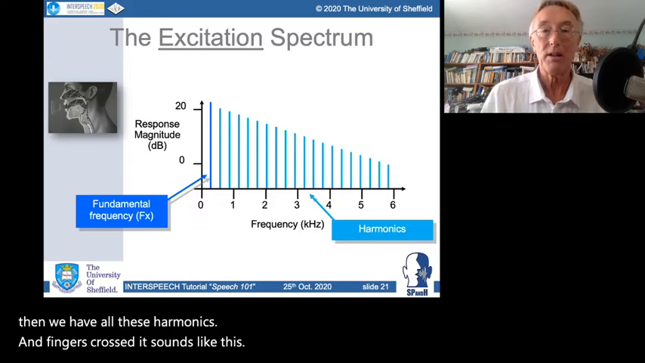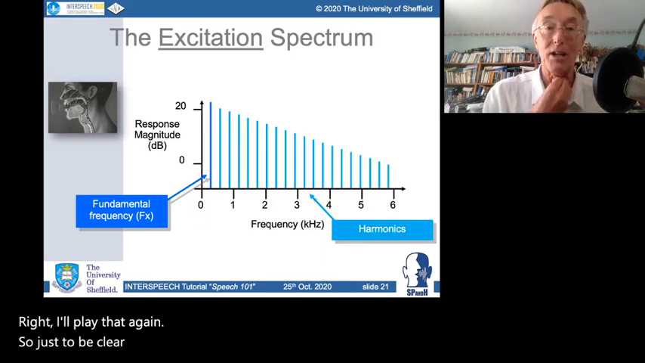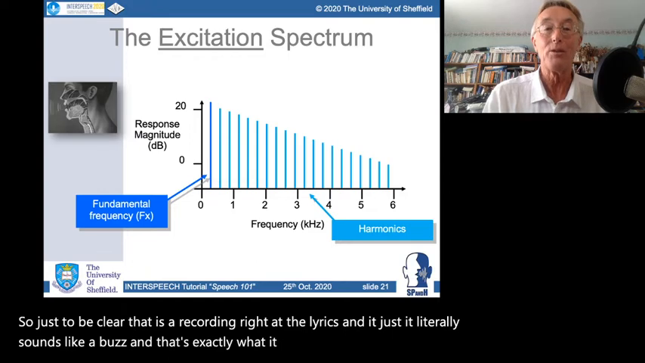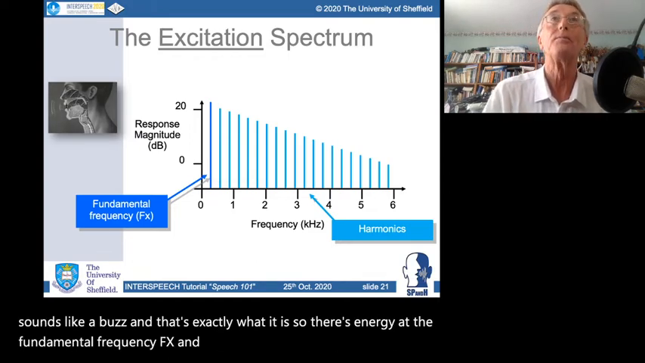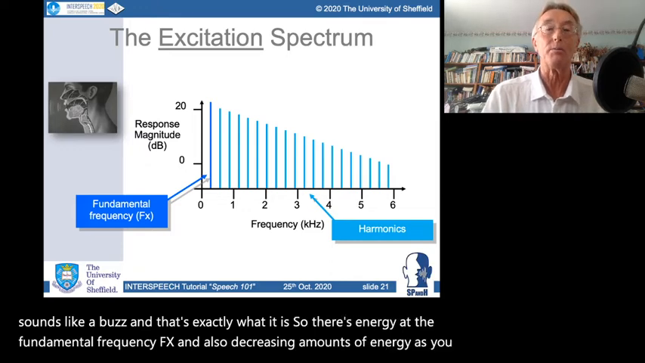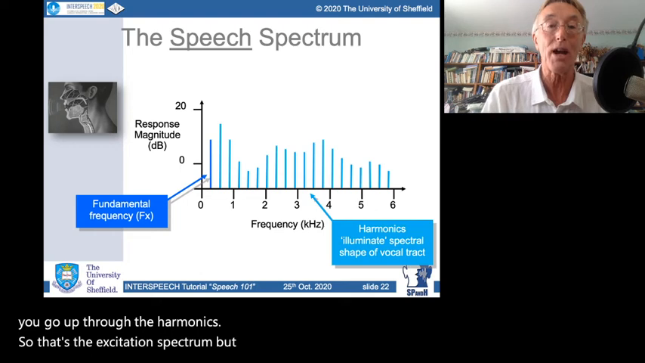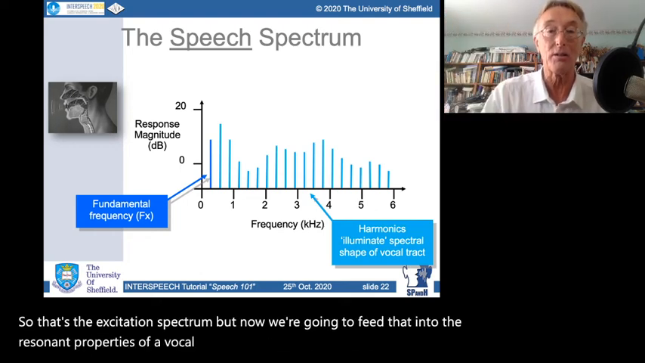So just to be clear, that is a recording right at the larynx, and it literally sounds like a buzz, and that's exactly what it is. So there's energy at the fundamental frequency, FX, and also decreasing amounts of energy as you go up through the harmonics. So that's the excitation spectrum. But now we're going to feed that into the resonant properties of a vocal tract. And now we see we've got enhancement at some frequencies and depression at others.